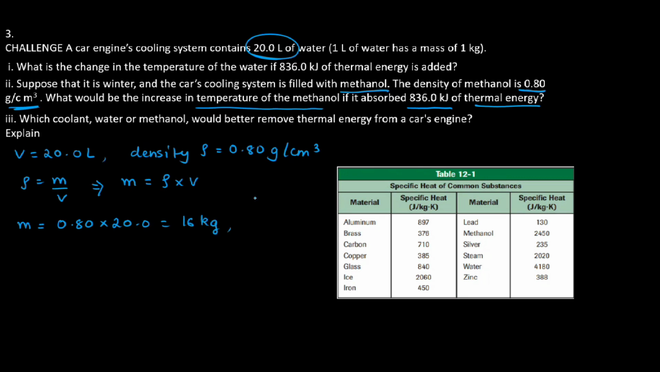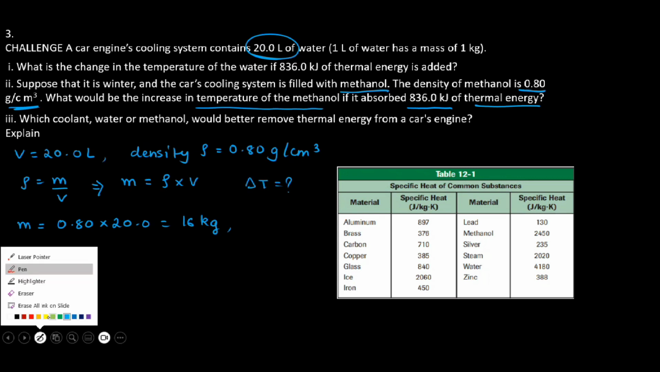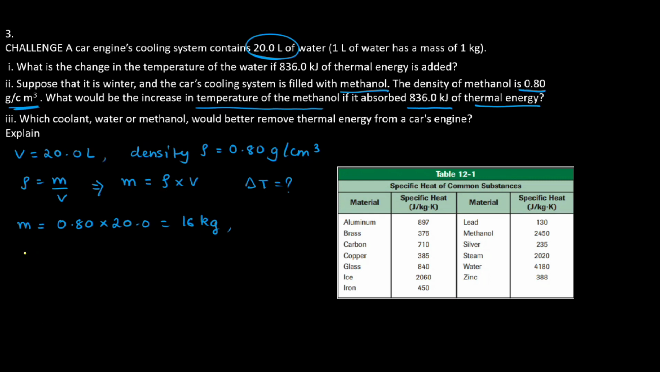Question again wants me to find what is the change in temperature of methanol. So let's start with the same expression for thermal energy. Thermal energy Q is given as mass times specific heat capacity times the change in temperature. If I want to find the change in temperature, I need to divide with M and C on both sides. So we get delta T equals Q over M times C.